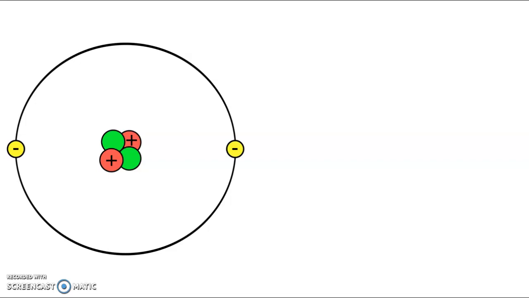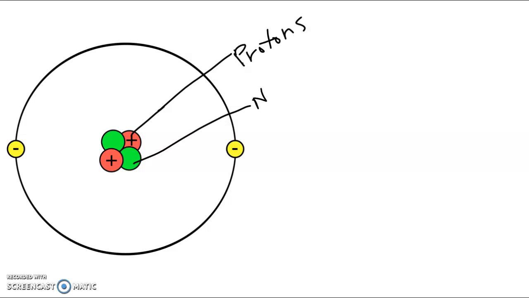So if we look at this Bohr model of the atom, the positive charges in red are your protons. The green have no charge, so they are neutral, so they are the neutrons. And the yellow have a negative charge, so those are our electrons.